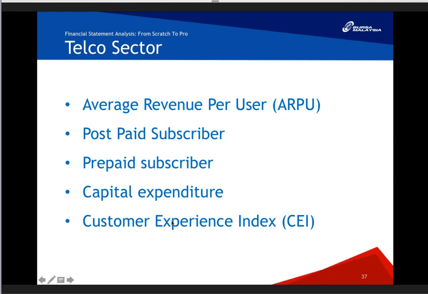Then you want to know the customer experience index. This tracks whether there are any complaints, because for the service industry, you want as few complaints as possible. So this index will track the dissatisfaction among your customers. All these are important in the telco sector.